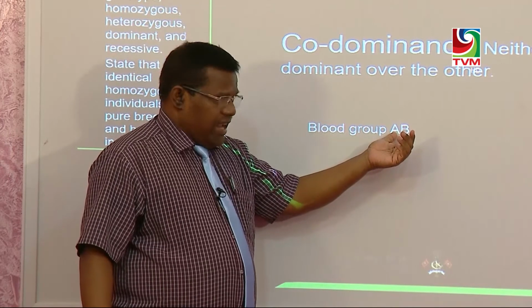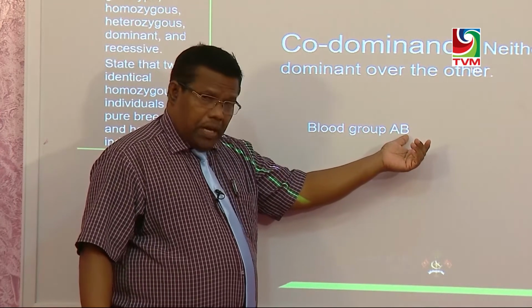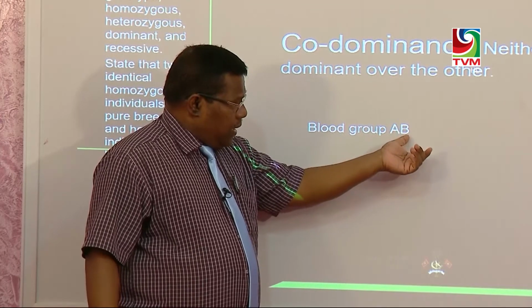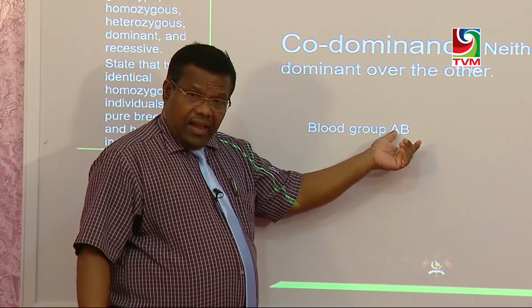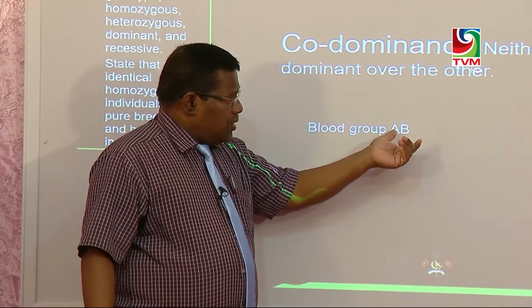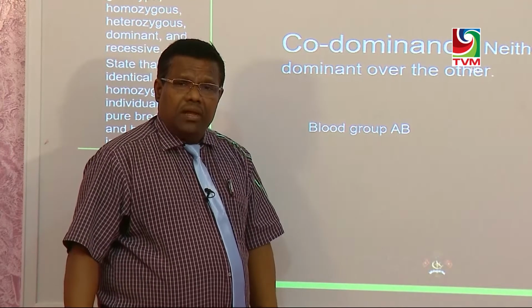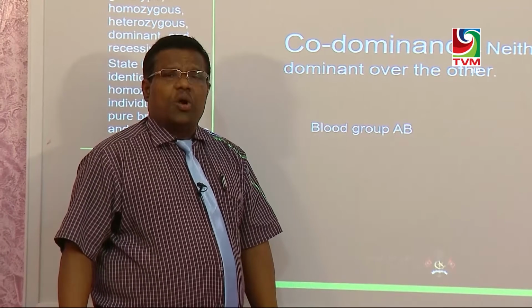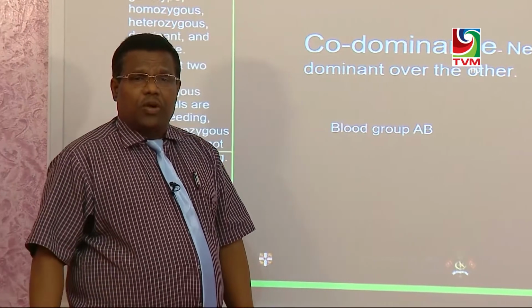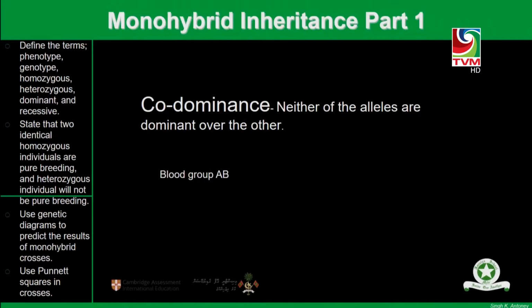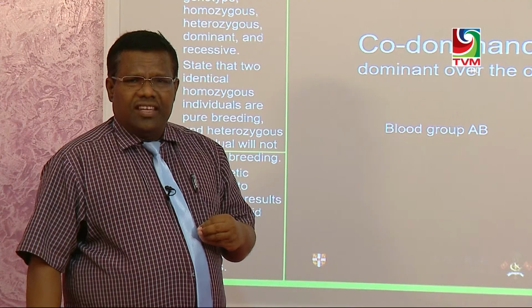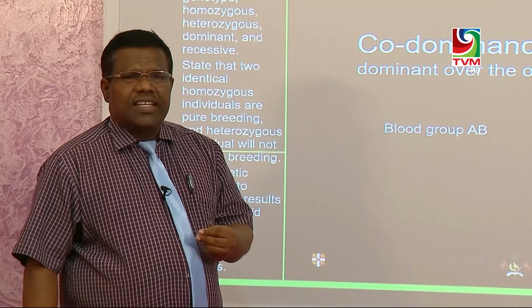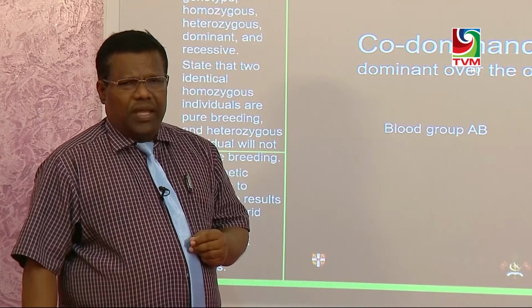This is the allele for A group. This is the allele for B group. If A was dominant over B, then the blood group should be A. If B is dominant over A, then the blood group should be B. But here it is not A group, it is not B group, but a third different group known as blood group AB because of codominance. Your syllabus treats codominance and incomplete dominance as the same. There is no reference to incomplete dominance, even though there is a slight difference between the two.